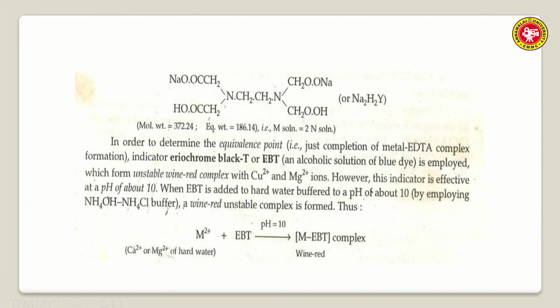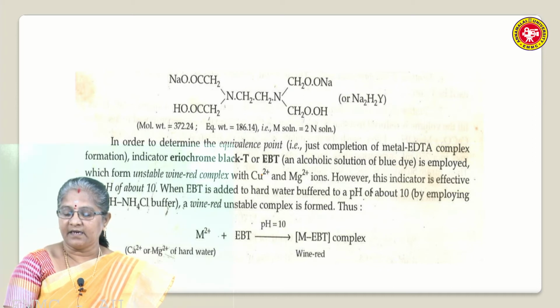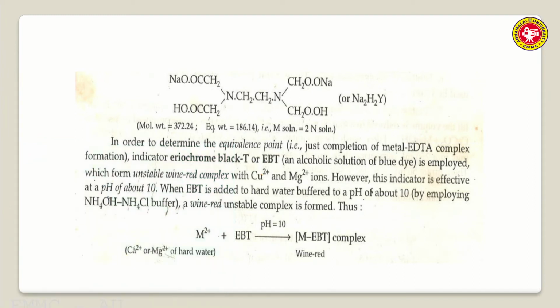So once you add the Eriochrome Black T, the EBT, to the water sample, the calcium and magnesium cations present in the water will complex with EBT. EBT is also a complexing agent. Eriochrome Black T, which is added as an indicator, is also a complexing agent. So once you add the indicator to the sample water, it will immediately form a wine red color. This is due to the metal-EBT complex formation.